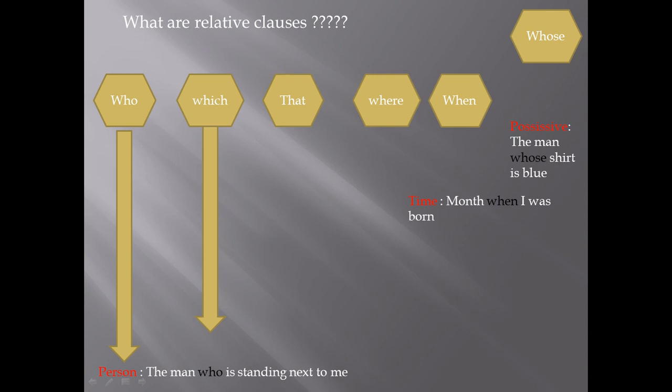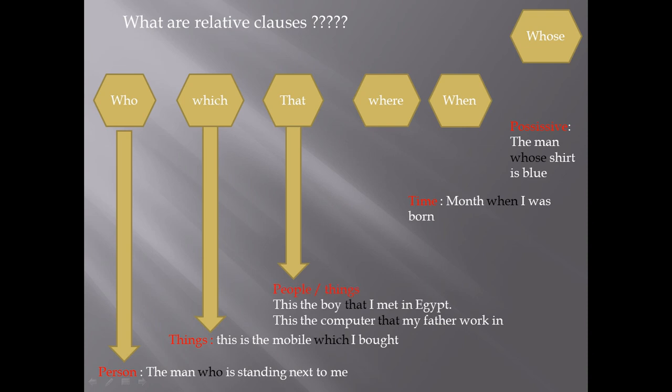And here we have which for things. This is the mobile, and the mobile is a thing which I bought. So which here refers to the mobile. That can be used either for people or things. So it could be used for people and it could be used for things. This is the boy that I met in Egypt, and this is the computer that my father worked in.